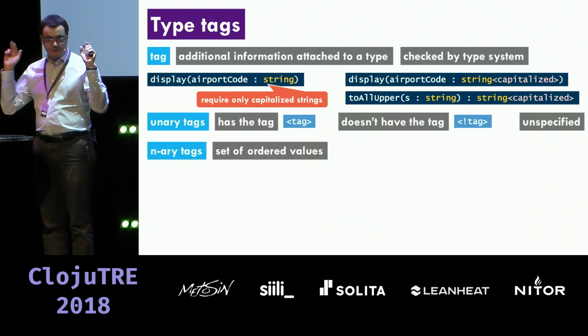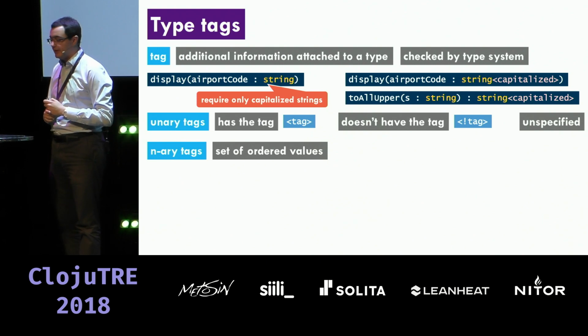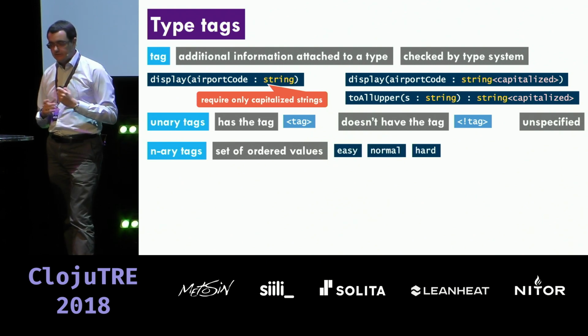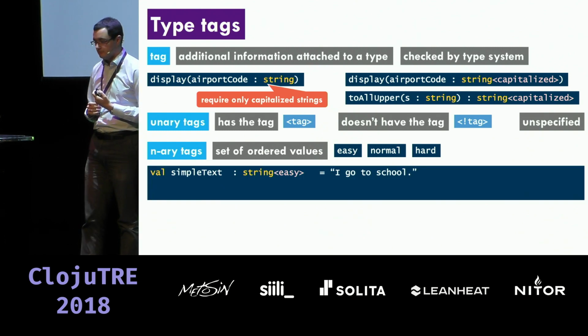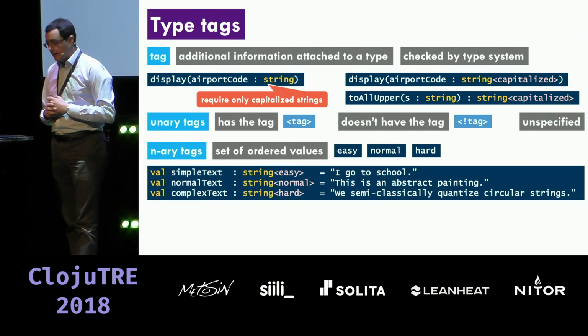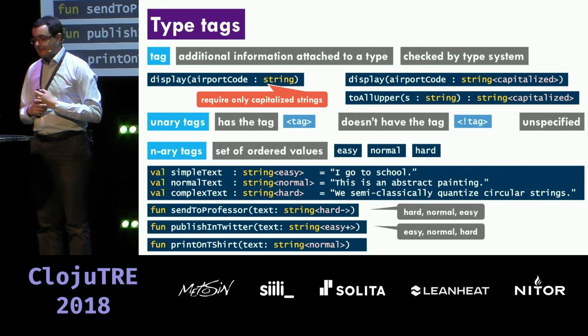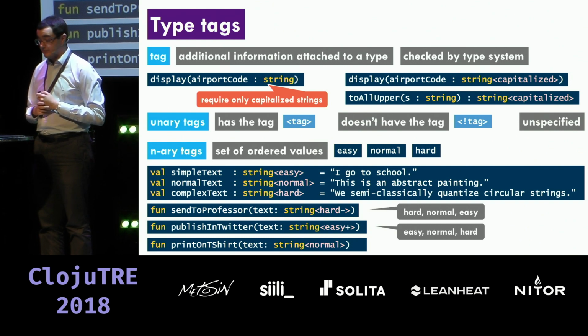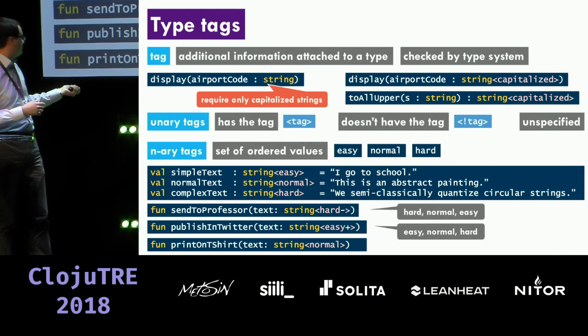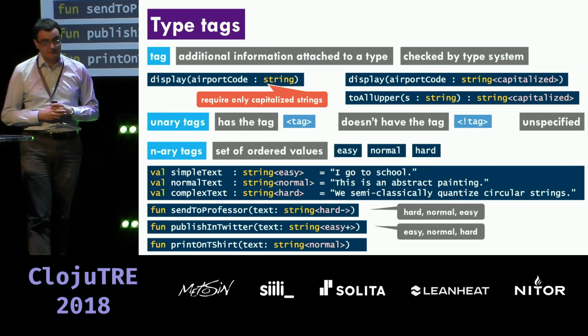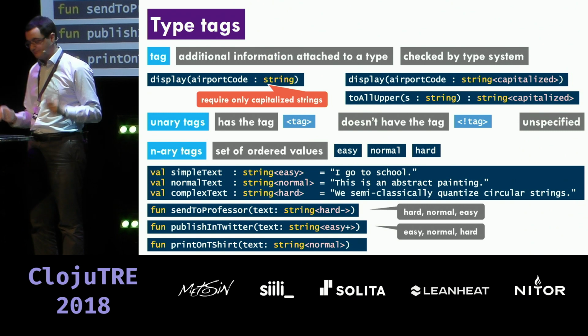Now another example. We want to classify strings into 3 different categories: easy, normal, and hard, with each following category including the previous ones. For that, we define 3 tags: easy, normal, and hard. And now we can specify exactly what kind of text can be published in Twitter, for example, and what kind of text can be sent to a professor or printed on a T-shirt, depending on their complexity.